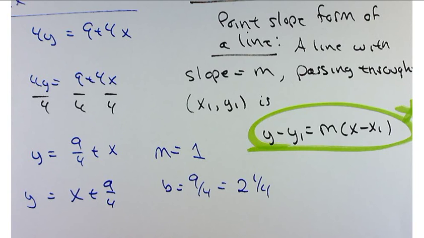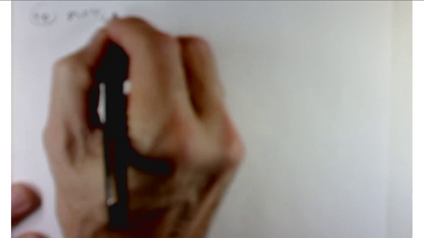Okay, so let's take a look at problem number 46. In problem 46, we're trying to find the equation of a line with a slope of 4 and passing through the point 0, negative 1. Let me see if I can get that focused better. There we go.